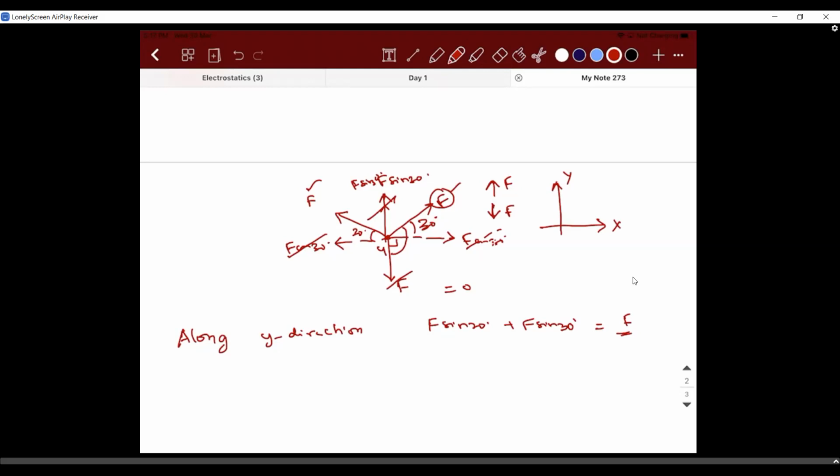Am I clear, guys? So if at all you want to make the charged particle at the centroid experience force, then what are the changes you need to make in the question? Think about it. You change the magnitude of one of the charges. If you are able to achieve that, then you can make the charge at the center experience some force.